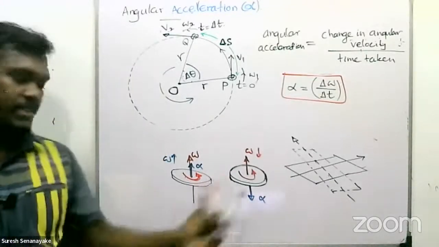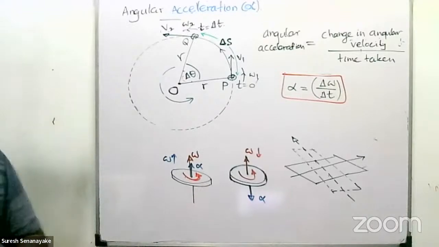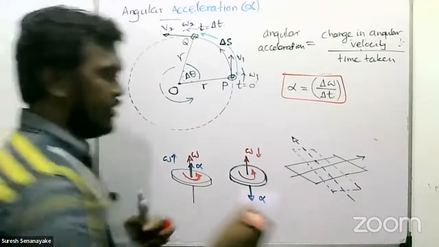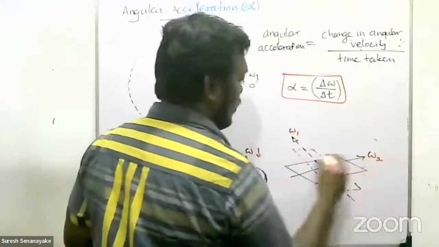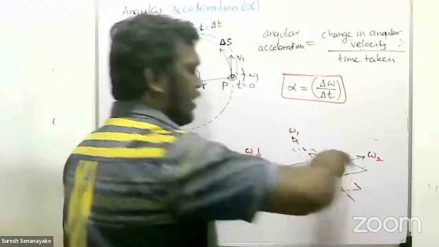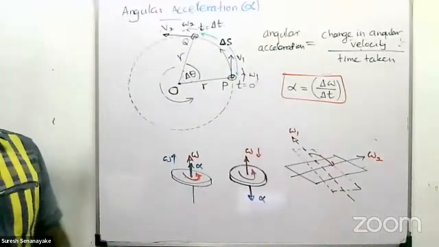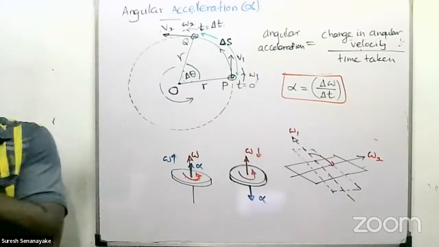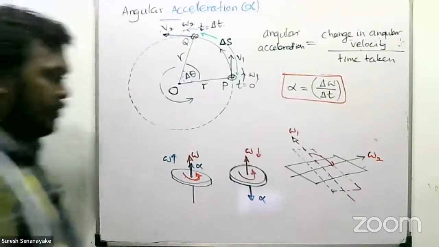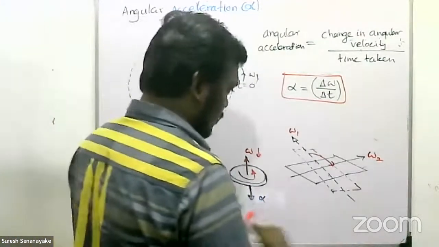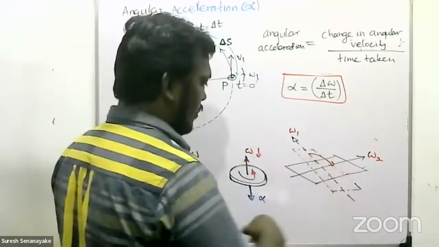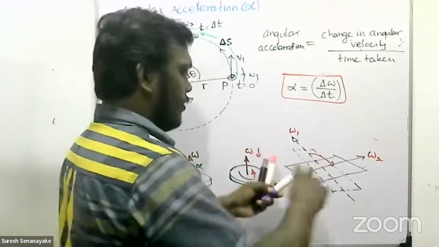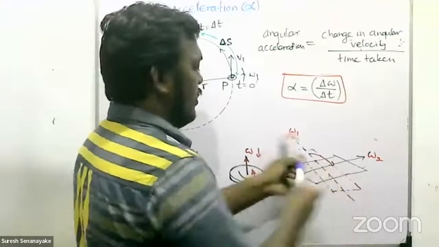This plane is not changing. The same plane, right? And in this case, the plane is changed. This omega 1 is this, omega 2 is this, and the plane is changed to the other side. So the plane is changed.